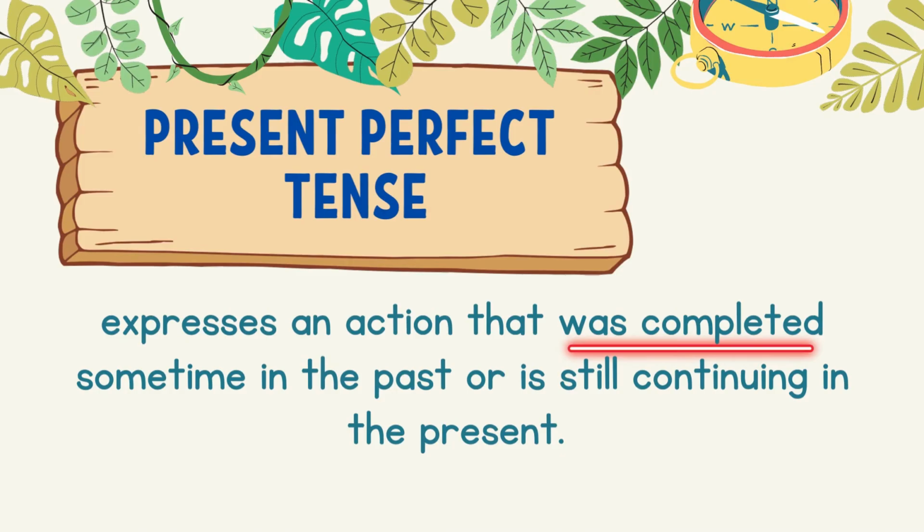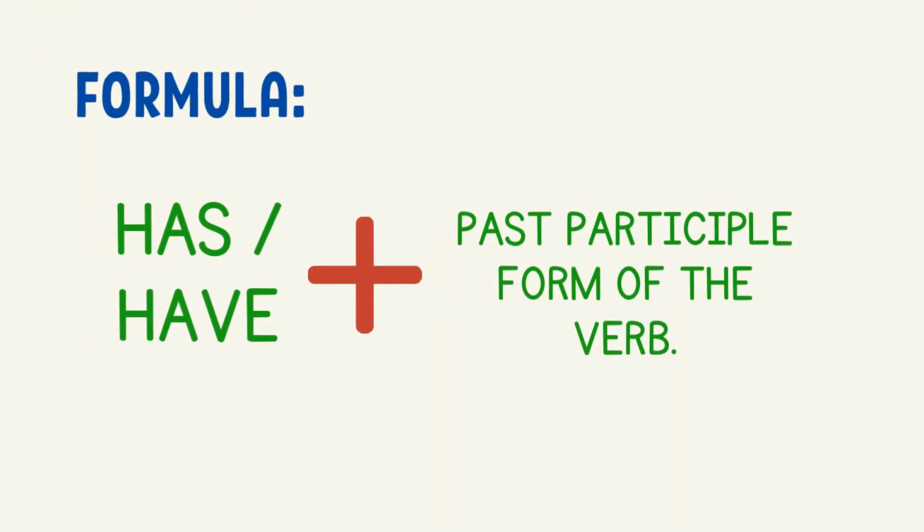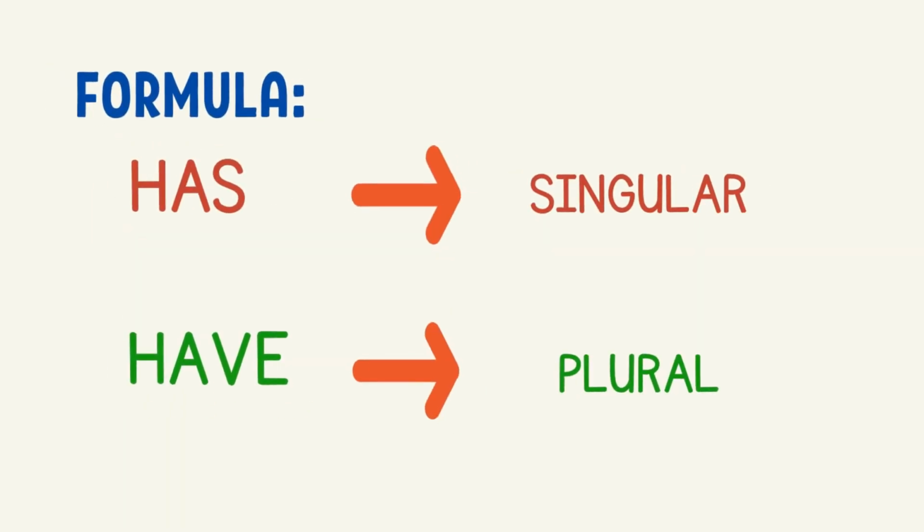Let's proceed to the present perfect tense. The present perfect tense expresses an action that was completed sometime in the past, or is still continuing in the present. Here's the formula for the present perfect tense. It is formed by using has or have plus past participle form of the verb. You use has if the subject is singular and have if the subject is plural.